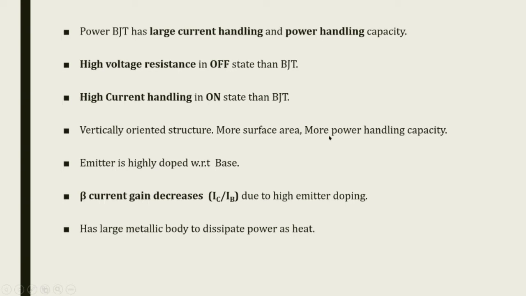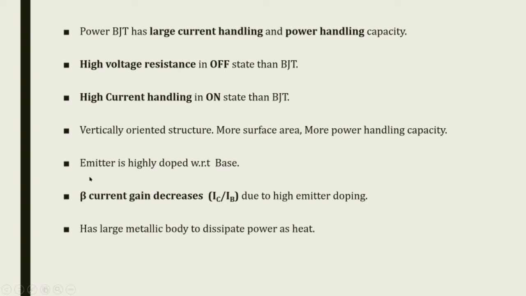Okay, so for power BJT where we have to handle more power, the structure is vertically oriented so that more surface area will be there, so it will be having a more power handling capacity. Okay, and also in case of power BJT, emitter will be doped highly with respect to base. Normal BJT-നേക്കാളും emitter doping കൂടുതലായിരിക്കും in case of power BJT.